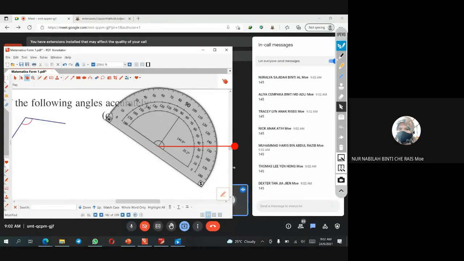Okay, this is how you use the protractor. So you remember, you put your vertex at the middle, and then one of the lines should be on either the left or the right of the line 0. Then you take the scale of inside or outside, depending on your first line. Okay, so that is how you use the protractor. Now we continue our lesson to the PowerPoint just now.